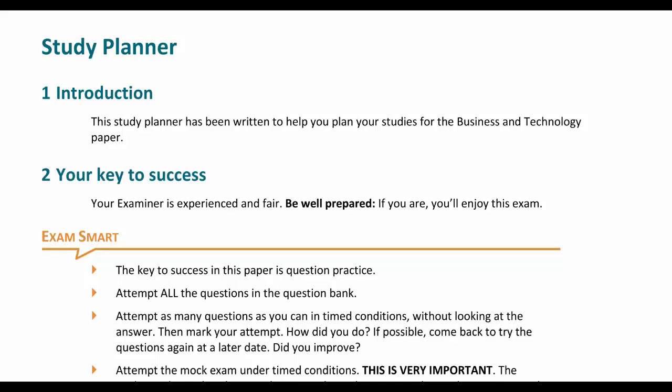Another document that you'll find really useful in the Getting Started section of your FI Learn course is the study planner, which you can open up as an attachment from this section. The purpose of your study planner is to help guide you through your studies, so taking you through the chapters in the course notes and also directing you to question practice. Now, the study planner starts off with some hints and tips, so the key thing you need to bear in mind for this paper is that question practice is the secret to success.